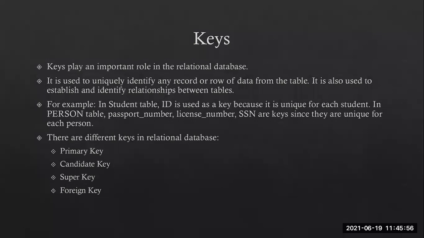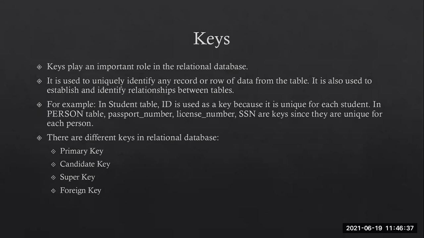There are different keys in the relational database. N number of keys are available. But the main keys to be familiar with are the primary key and foreign key. These two keys we should be aware of: where we have to use them, how we have to use them, and what changes we have to make. Other keys like candidate key and super key, which I have mentioned here, are for reference purposes. Those keys can be asked in viva questions. So the main keys in the relational database are primary key, candidate key, super key, and foreign key.